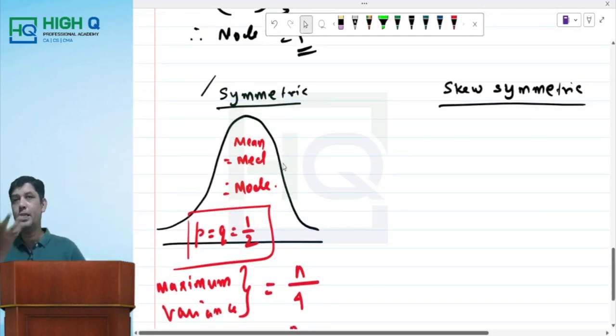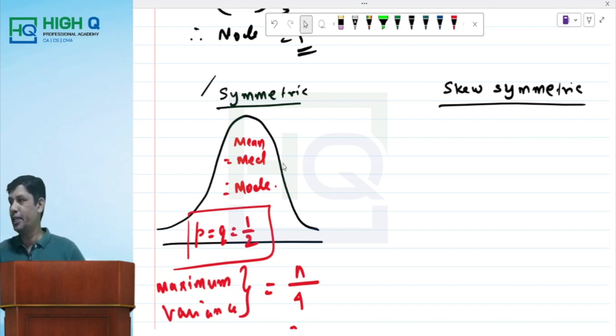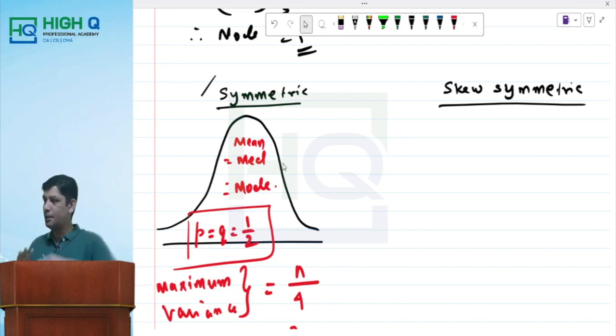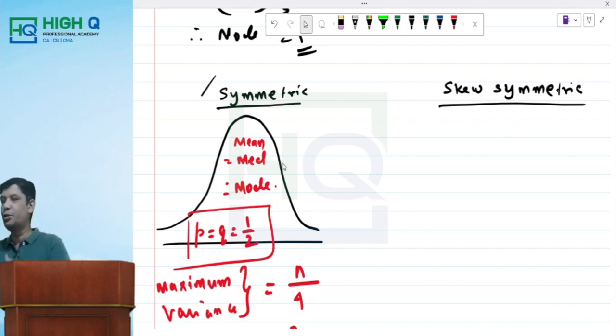Now, what is meant by skew symmetric? Symmetric means, see, you should learn what is symmetric. Symmetric means it's a bell-shaped curve. P is equal to Q is equal to 1 by 2, mean is equal to median is equal to mode. This is the property.